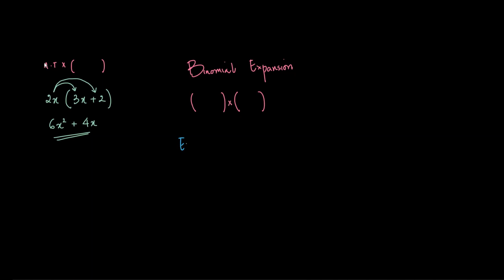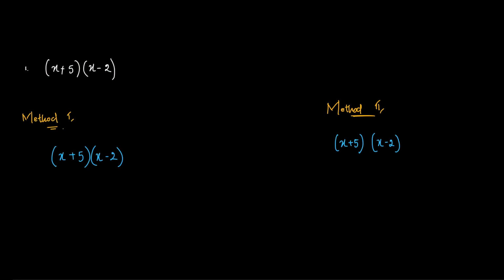For example, x plus 5 multiplying with x plus 2, or 2x minus 3 multiplying with x plus 4, and so on. So as you can see, in this case we have two separate brackets multiplying with each other, and let's see how we can expand binomial expansions. So let's start with an example. We'll take this example, x plus 5 times x minus 2. I'm going to do this in two different methods. So let's start our first method.